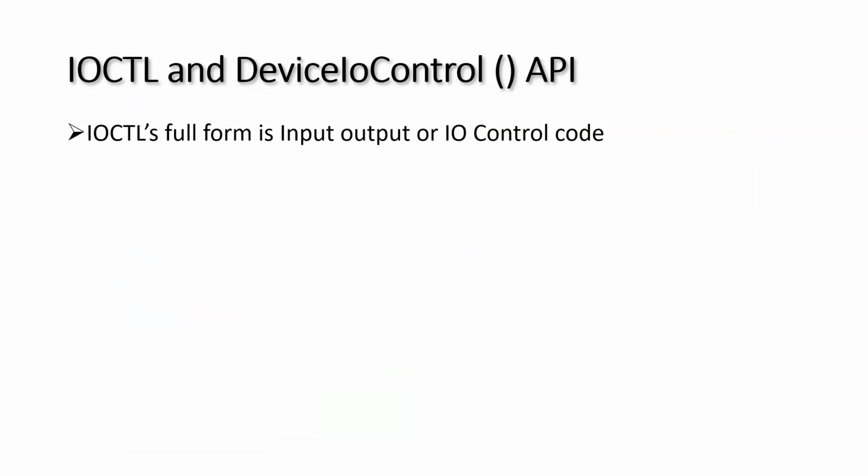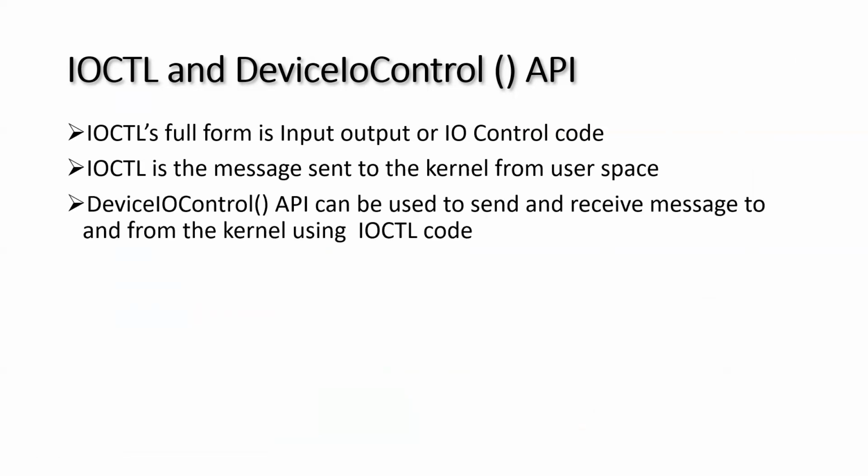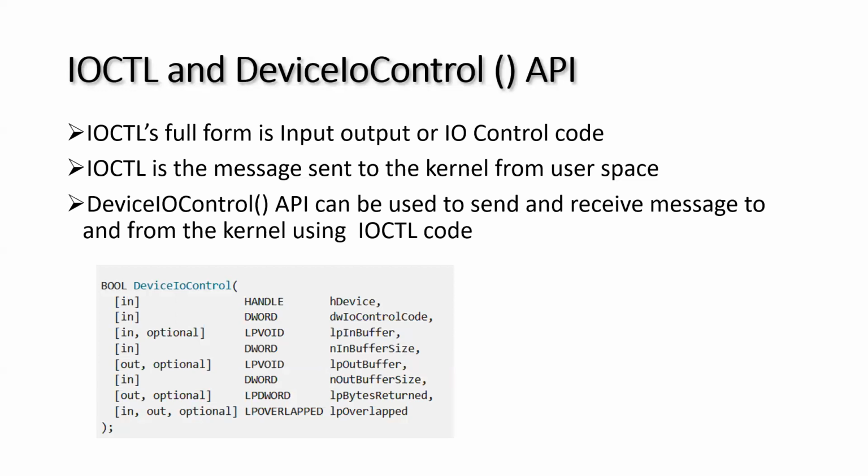So, IOCTL and the DeviceIoControl API. What is IOCTL? IOCTL's full form is input/output control code. IOCTL is the message sent from user space to the kernel. The DeviceIoControl API can be used to send and receive messages to and from the kernel using the IOCTL code. So here is the API, DeviceIoControl.